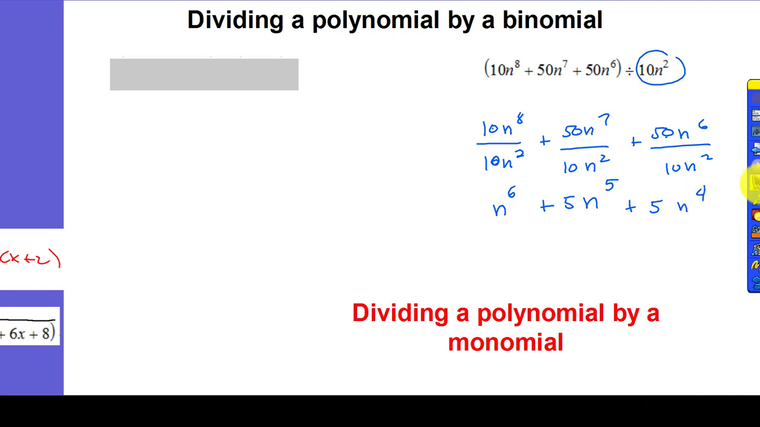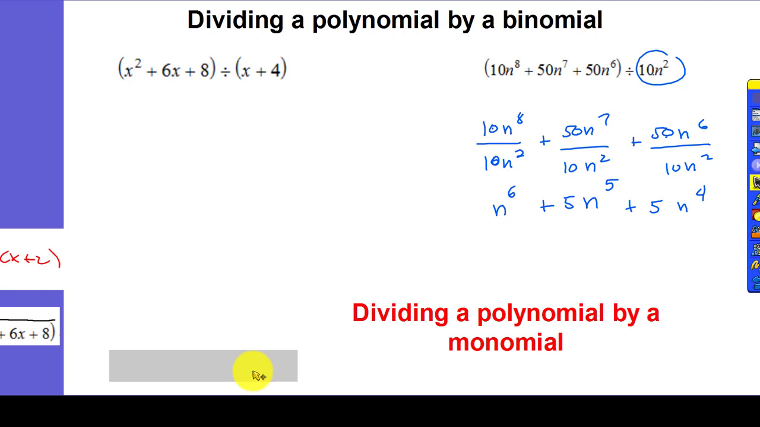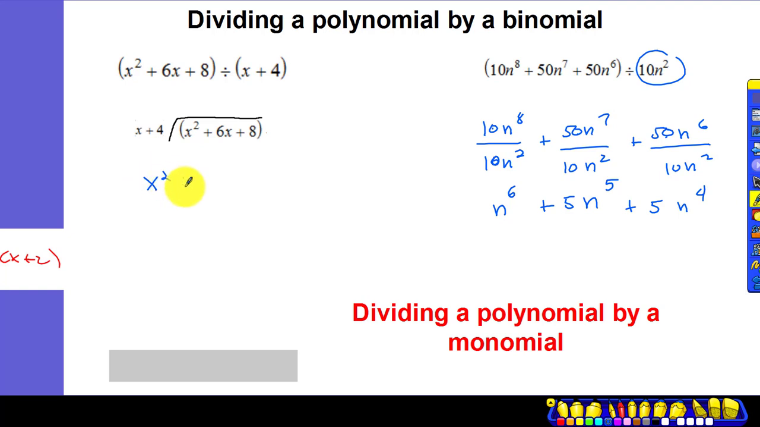This time, we are going to divide by a binomial. Okay. It's kind of different. Instead of separating our numerator, we have to factor the numerator and then divide by x plus 4. Note that these are the same. We might give you a question like this: x squared plus 6x plus 8 divided by x plus 4. Or it could also be written this way. Or you can also have x squared plus 6x plus 8 divided by x plus 4.